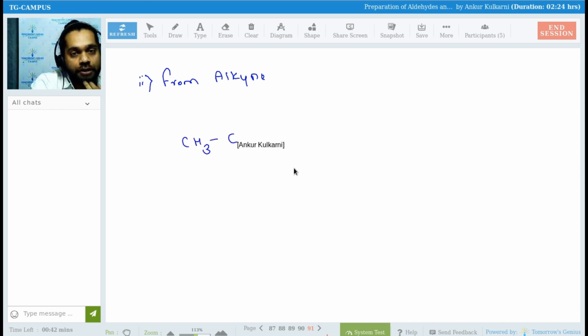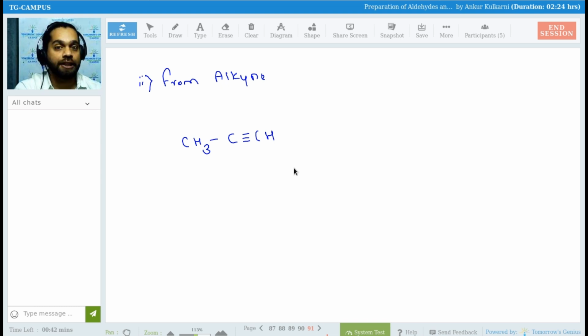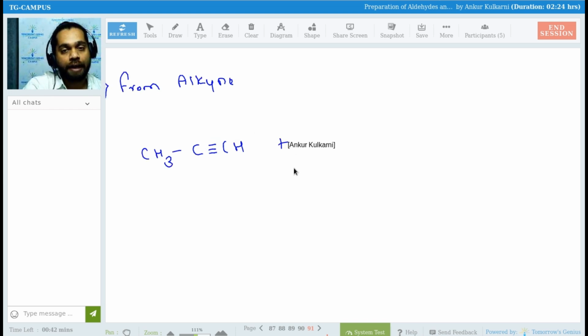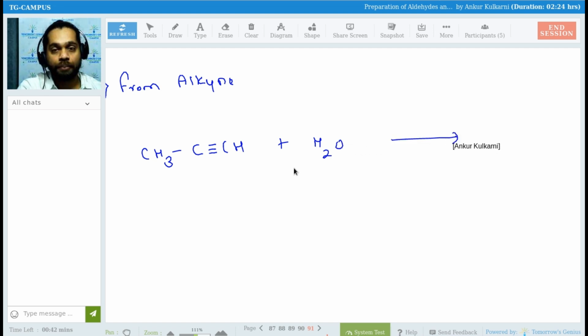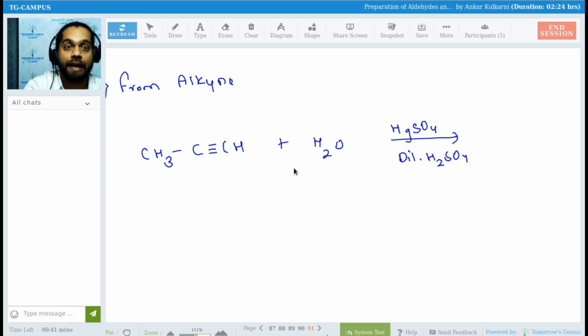CH3, C triple bond CH. This is an alkyne. Now if I do the hydration, hydration means I am going to react it with water. Generally we do it in the presence of mercury sulfate, HgSO4, and acid. This is your simple reagent. So your water gets added following the Markovnikov rule.